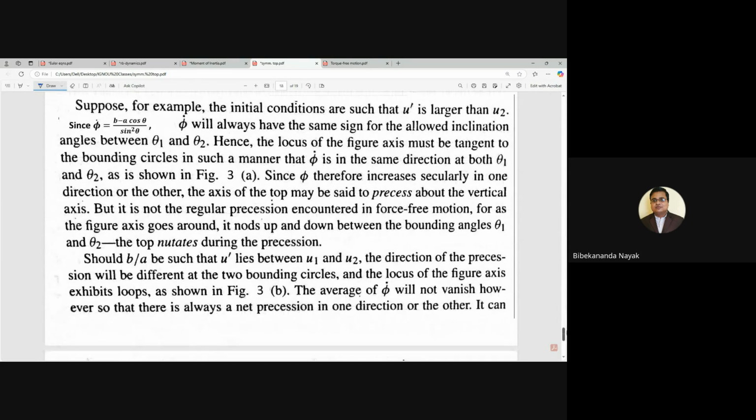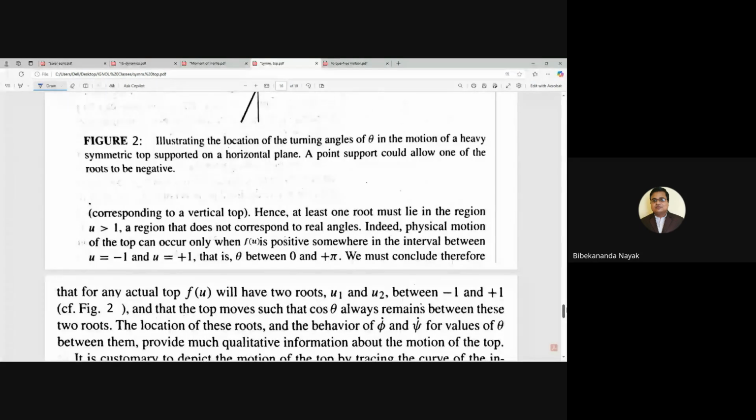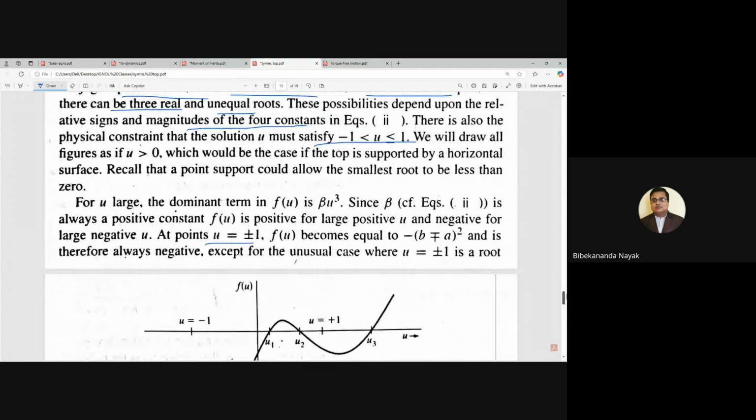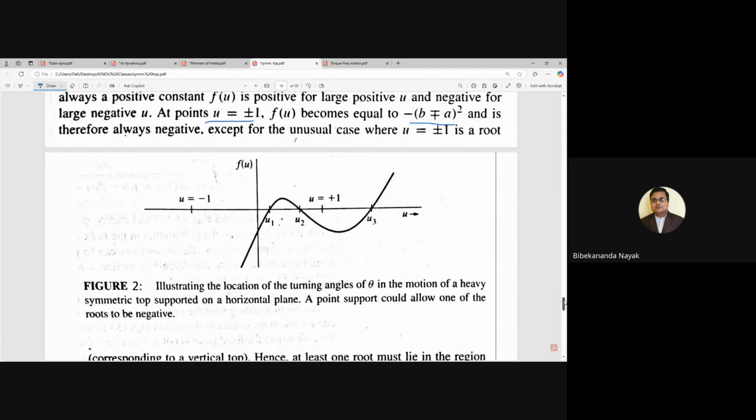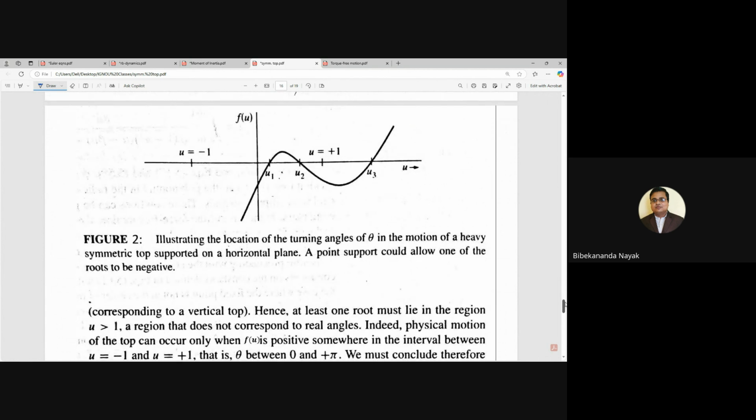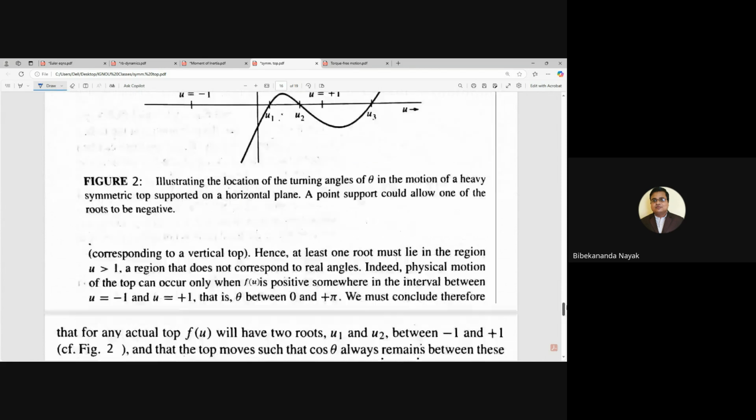So there are two roots, a minus b or a plus b squared. So this becomes minus (b minus a) whole squared, minus (b plus a) squared, and therefore it is always negative, except in the unusual case where u equal to plus or minus 1 is a root. Otherwise, that does not happen. So there may be a transition.